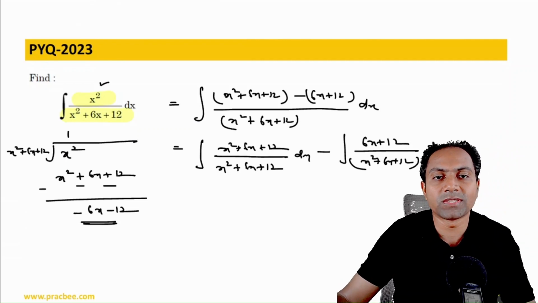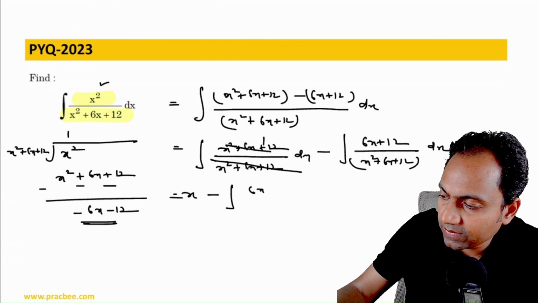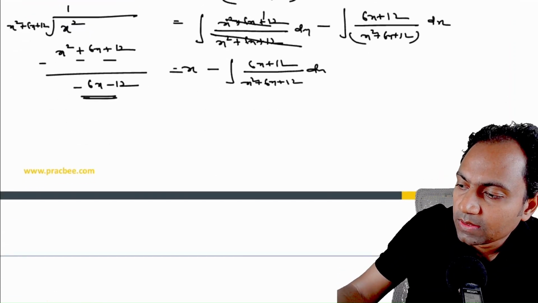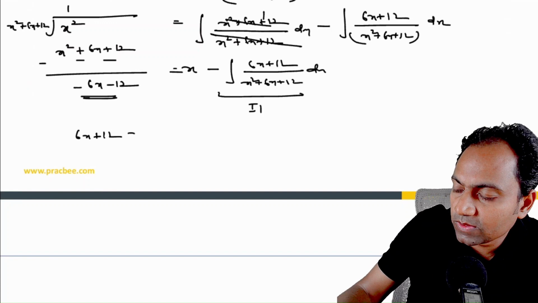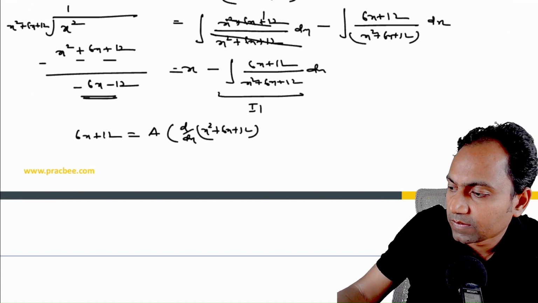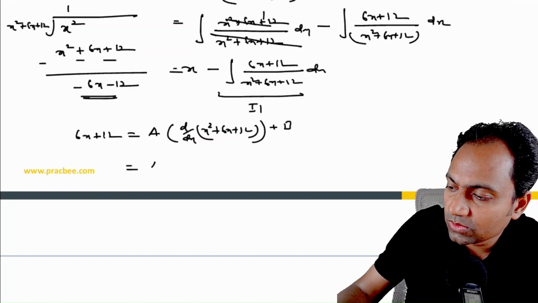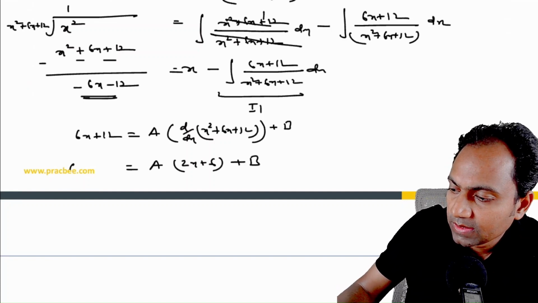Now you can see that this first part is very simple because it becomes 1, and the answer becomes x. And for this second part, we have a technique. Let us say that this integral is nothing but I1. If I write 6x plus 12 as a times the derivative of the denominator, that is a times (x square plus 6x plus 12) derivative, plus b, we will be able to integrate it. So the technique is very simple. You differentiate this, it becomes 2x plus 6, plus b, and this equals 6x plus 12.